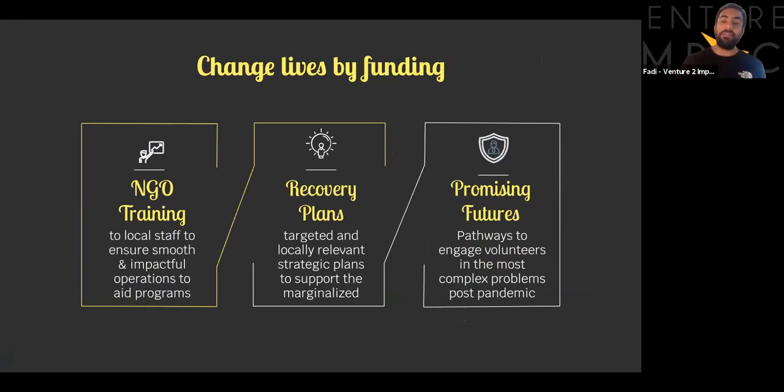We're going to have NGO trainings, which we're doing right now. We're going to have recovery plans so we can look at the intermediate term, not just always work on the immediate term. And then we're also going to invest in making sure that when volunteering abroad is safe, our volunteers have access to the best infrastructure so we can continue to lead them out safely.